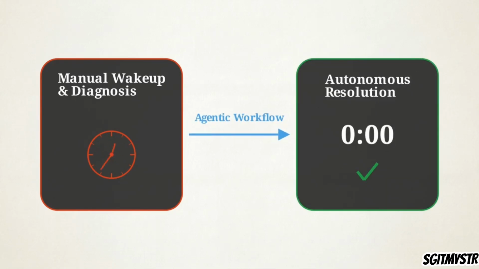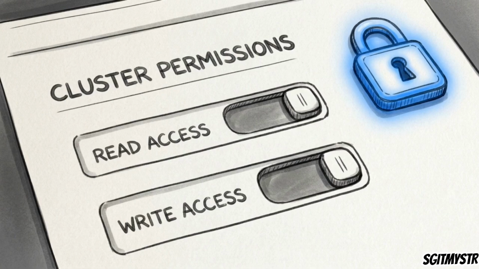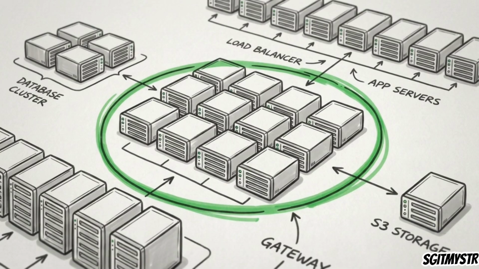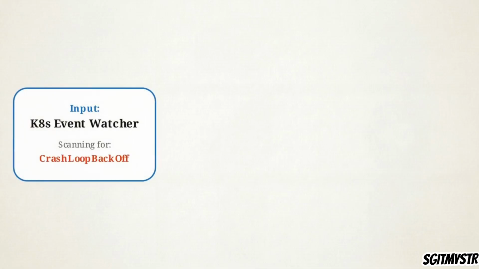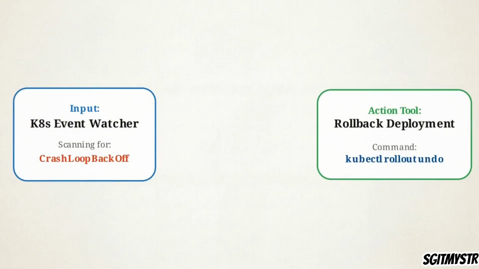Before writing any logic, you have to establish the rules of engagement. Agents require strict environmental boundaries. You must define exactly how the system sees the cluster and how it is allowed to change it. We start with the input, an event watcher scanning the cluster for a crash loop back-off trigger. On the opposite end, we define the only allowed output tool, the rollback command.